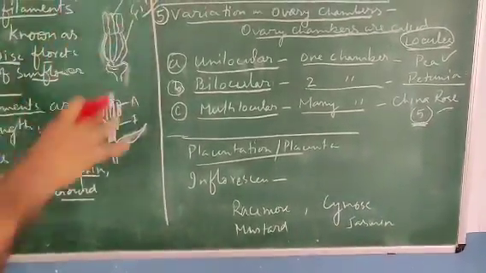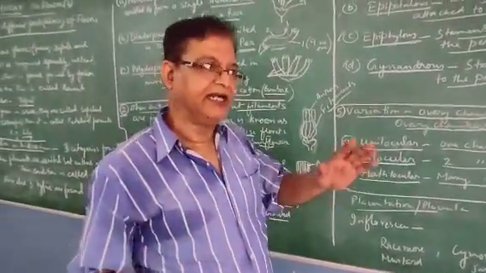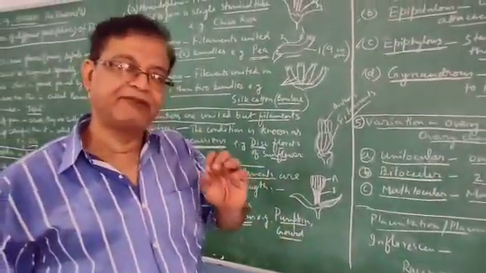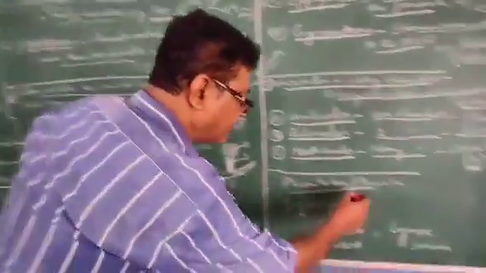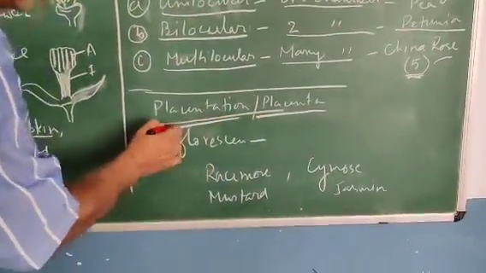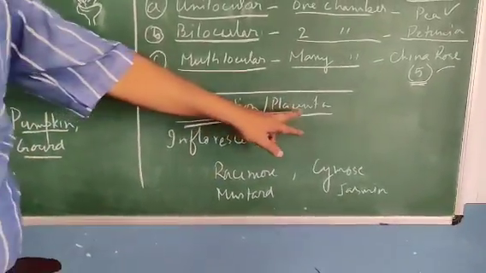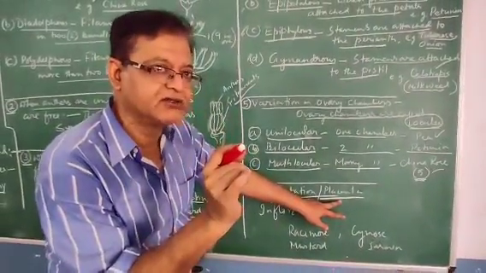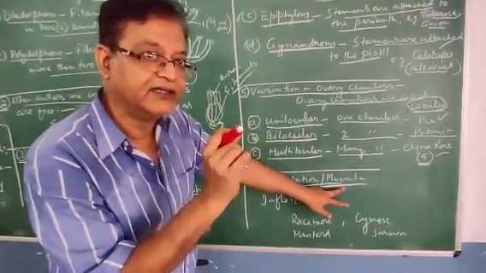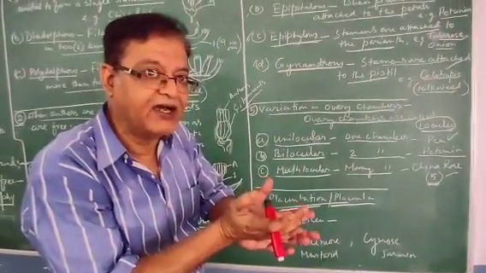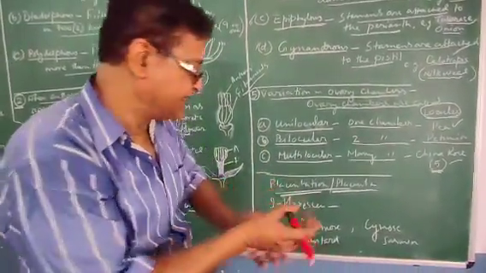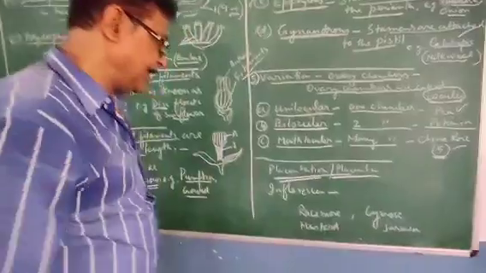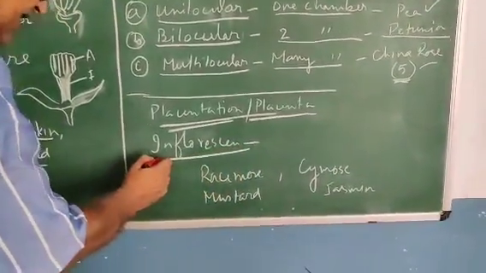So these are the variations of the flowers and its essential parts. Other than this, there are 2 more terminologies we have to study in this chapter: placenta and placentation. Placenta is a tissue onto which the ovules are attached at the inner wall of the ovary. And the arrangement of placentae is called placentation. And the last one is inflorescence.